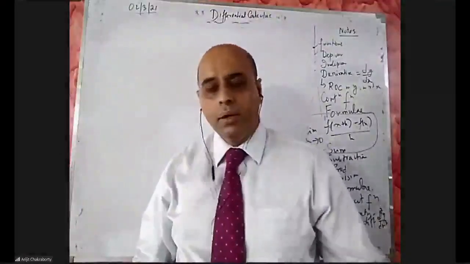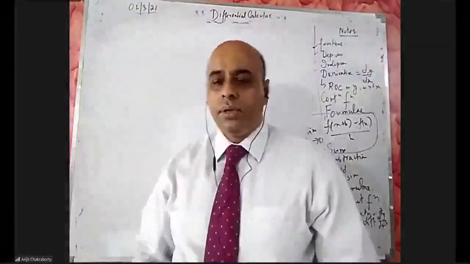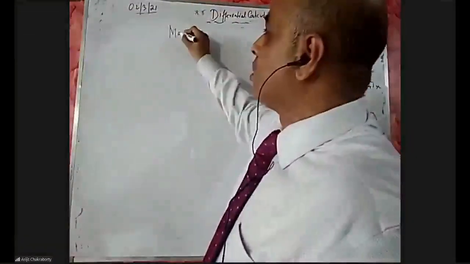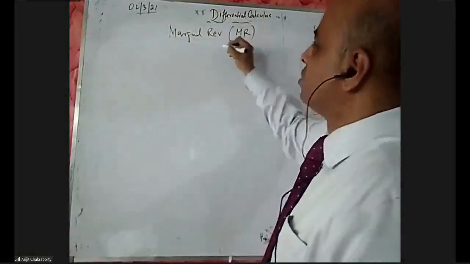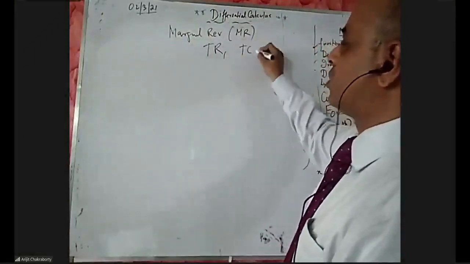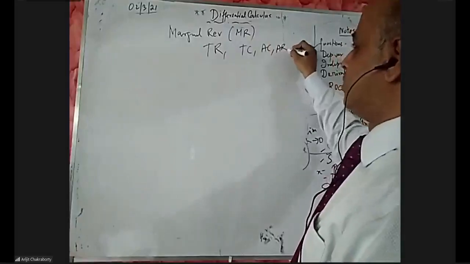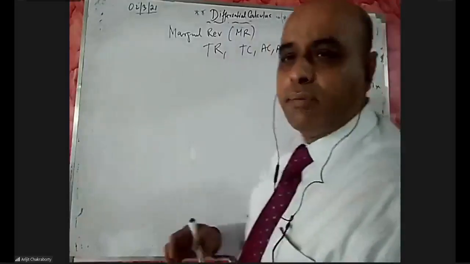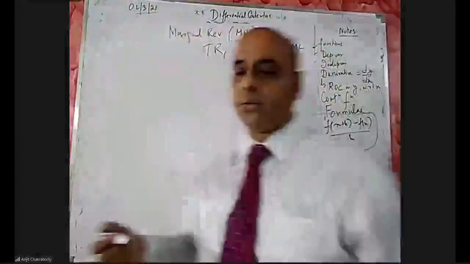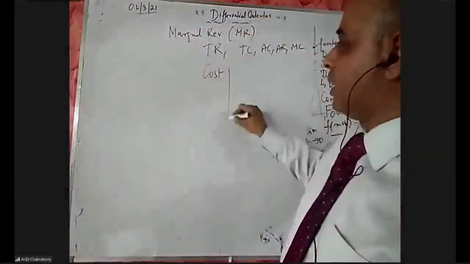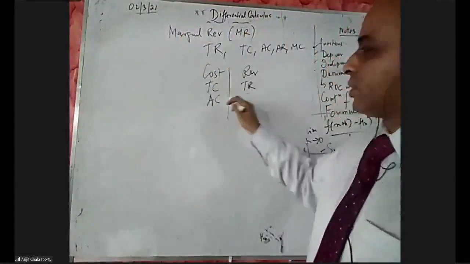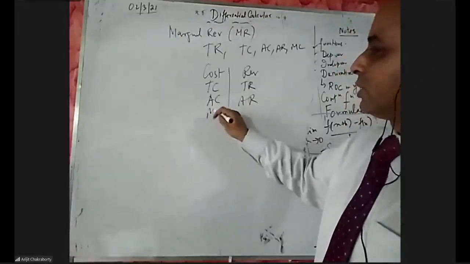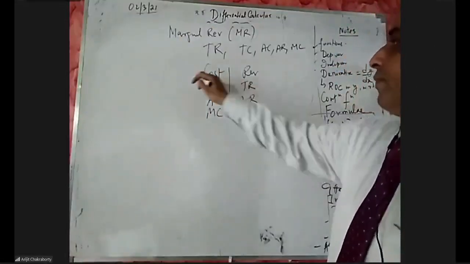Now, you all know about marginal cost, marginal revenue, that is MR. You know the concept of total revenue, total cost, average revenue, and marginal cost. MC, MR, AC, AR, you know, right? So when I talk about cost and revenue, we have total cost, here we have total revenue. You have average cost, here we have average revenue. You have marginal cost, you have marginal revenue.